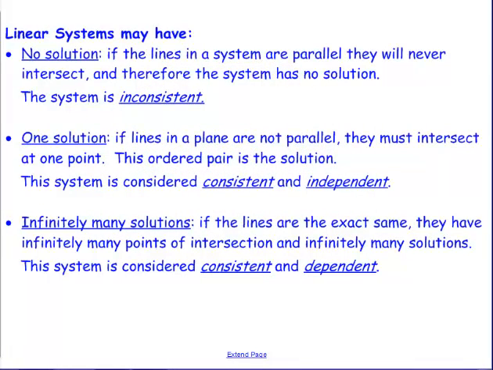If they have one solution, that meant basically the lines aren't parallel. If they're not parallel, by definition, they have to intersect at exactly one point. That point is our solution, and that system was consistent and independent since those 2 lines were independent of each other. And then, of course, the last one, if you had the exact same line, you had infinitely many points of intersection and infinitely many solutions.